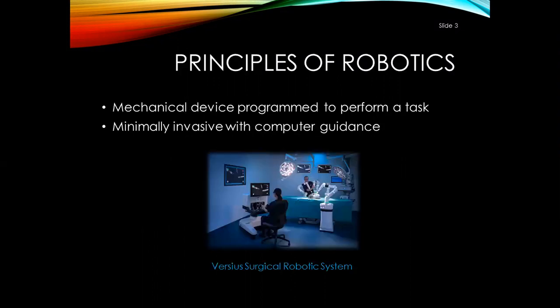So first of all, let's talk about the principles of robotics. Basically, robotics combines the techniques of minimally invasive surgery with computer-guided instruments, okay? Robotic, again, is a mechanical device programmed to perform a task, and it's usually minimally invasive with computer guidance. I did put a picture here of the Versius surgical robotic system, which is different than the Da Vinci. This one you'll find in Europe, but it's coming over this way too. So there's a couple different types of robots you could be using, okay?